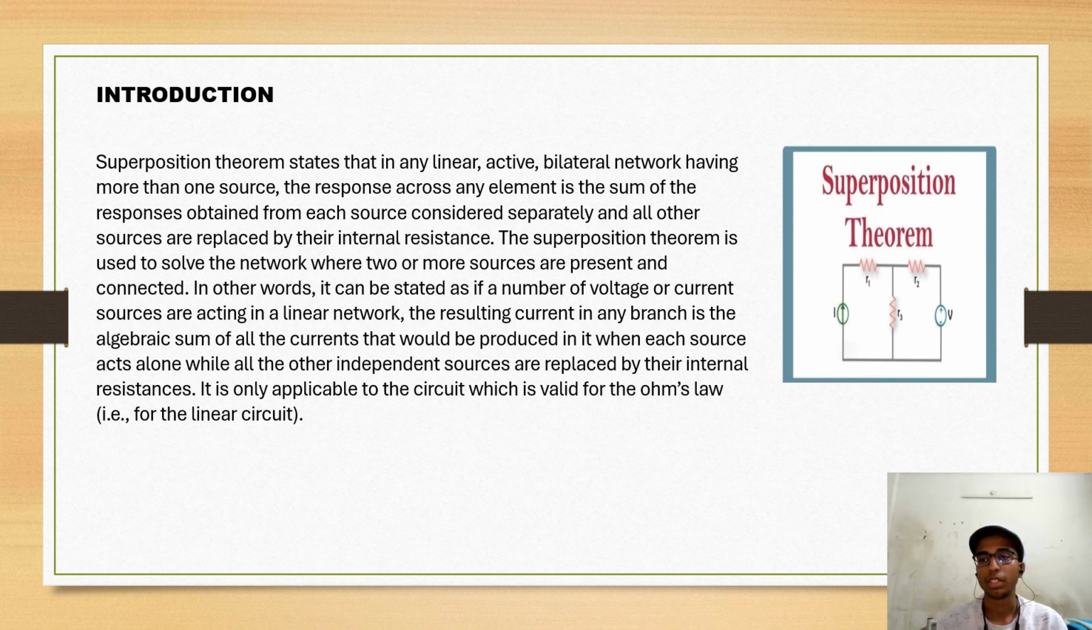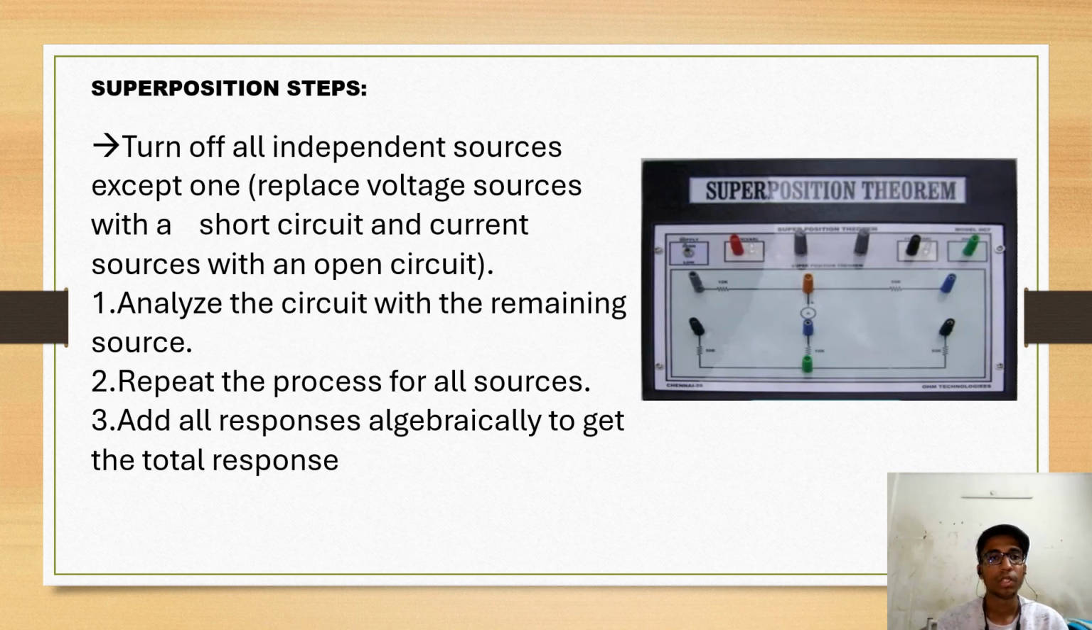So let's see the steps to be followed. Superposition steps. Turn off all the independent sources except one. Replace voltage sources with a short circuit and current sources with an open circuit. Analyze the circuit with the remaining source. Repeat the process for all sources, and add all responses algebraically to get the total response.